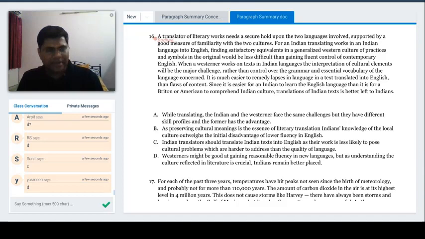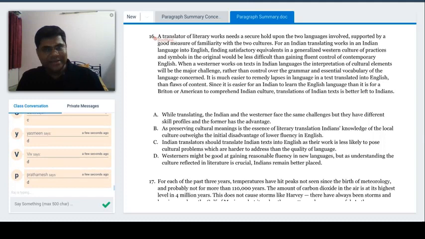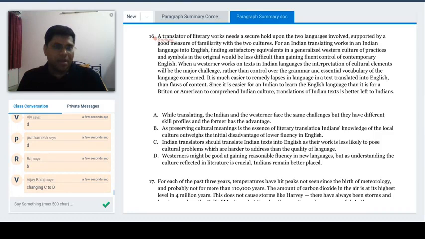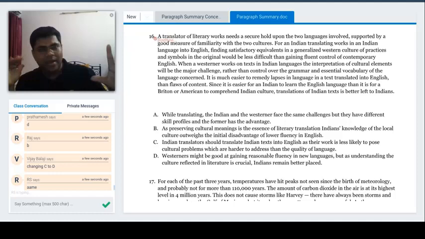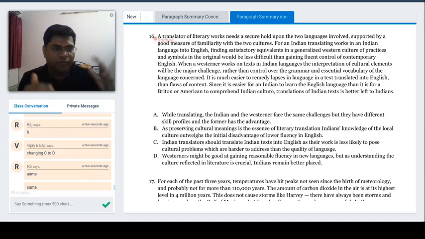The question says: a translator of literary works needs a secure hold upon the two languages involved, supported by a good measure of familiarity with the two cultures. So the author introduces the broad picture. He says a translator of literary work needs a secure hold upon the two languages, and it should be supported by what? A good measure of familiarity with two cultures.